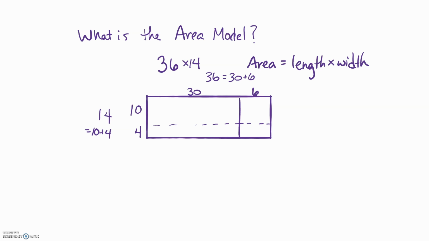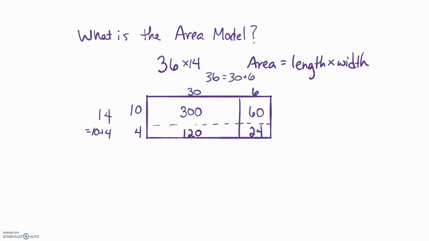And I can take 10 times 30, that's 3 with 2 zeros, or 300. I can take 30 times 4, that's 12 with 1 zero, or 120. 10 times 6 is 60, and 4 times 6 is 24.